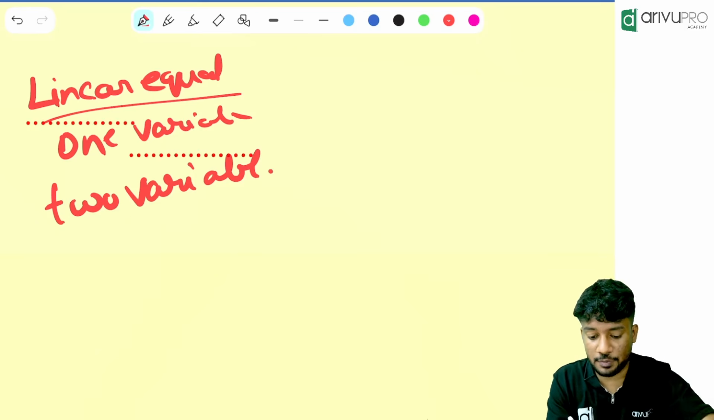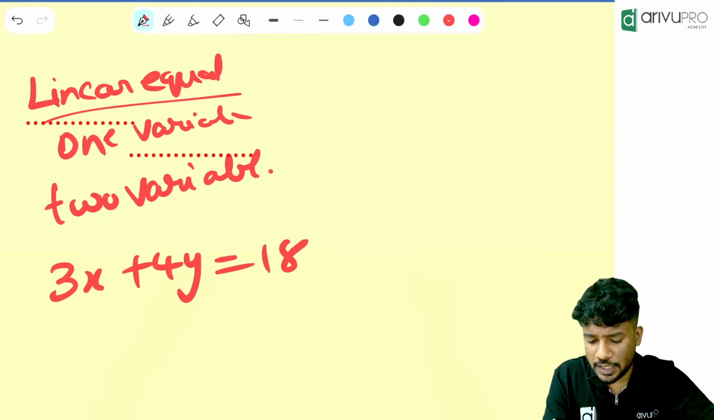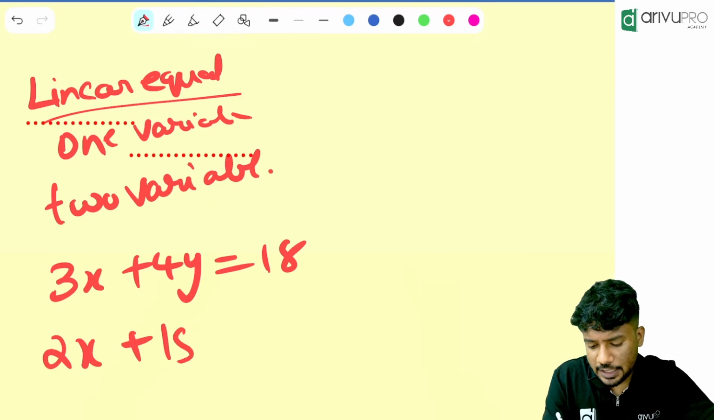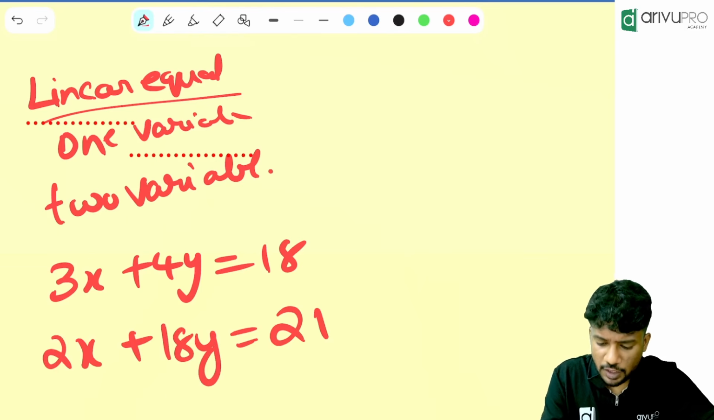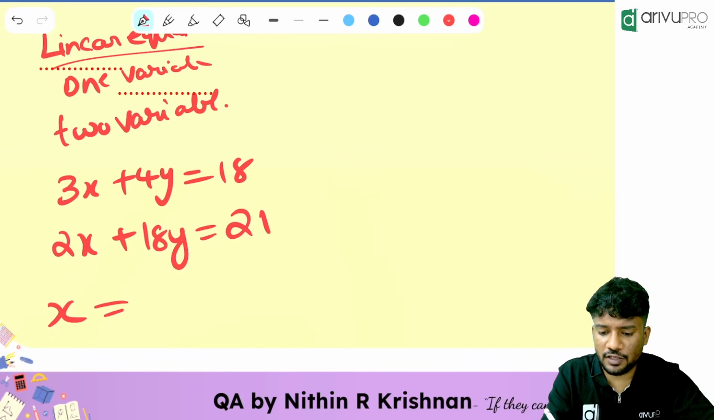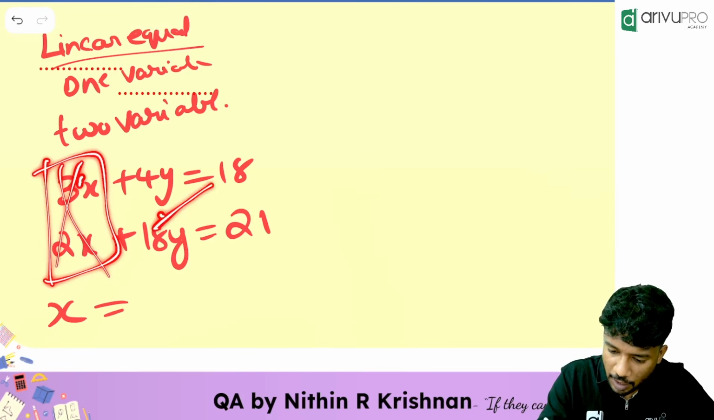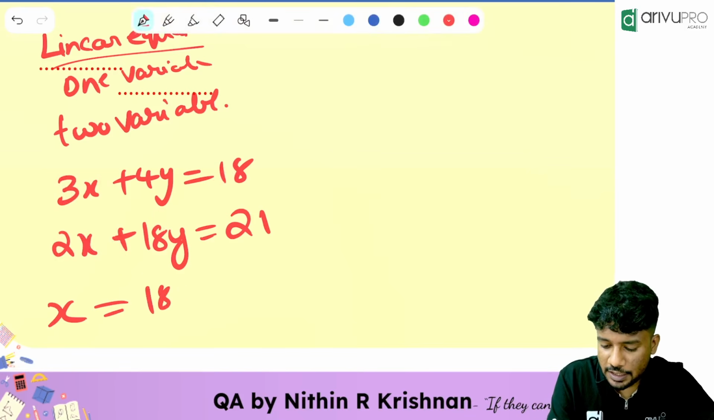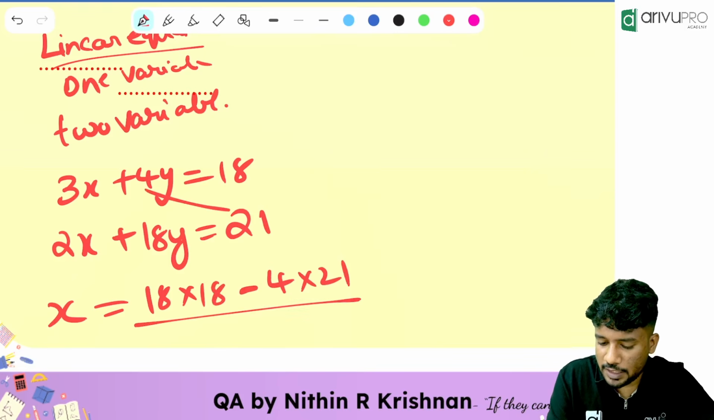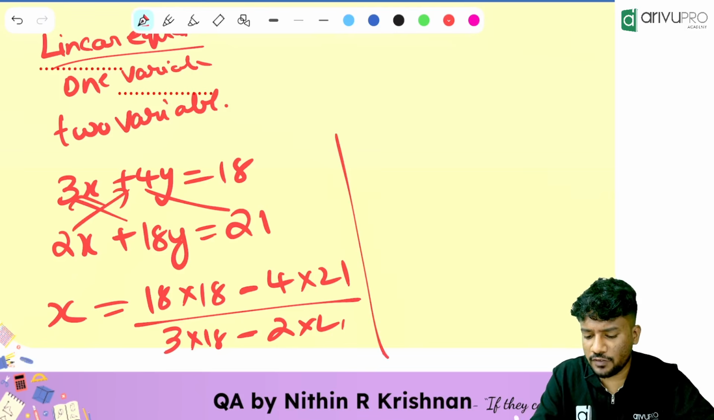Do you remember? For example, it is like: 3x plus 4y is equal to 18, 2x plus 18y is equal to 21. Then find the value of x and y. How to find the value of x? In order to find the value of x, you will ignore x. Then from up to top, that means 18 into 18 minus 4 into 21, divided by 3 into 18 minus 2 into 4. This way. Correct?